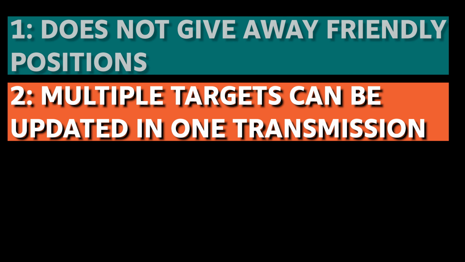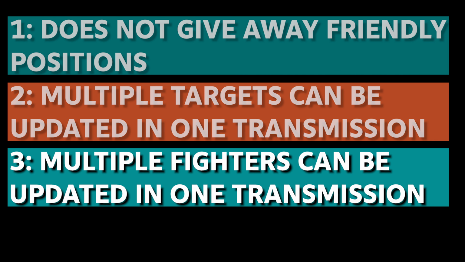Number two, multiple targets can be updated in one transmission. With bra, each target's got to be called in individually. With bullseye, we can incorporate it into our picture. And number three, multiple fighters can be updated at the same time. Once again, bra would be time consuming as each target would have to be called in to each fighter.